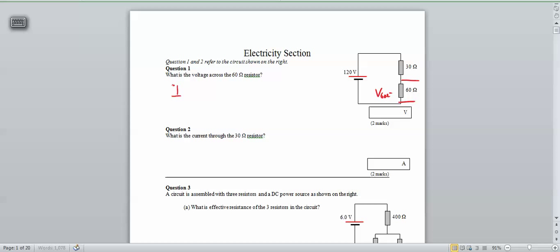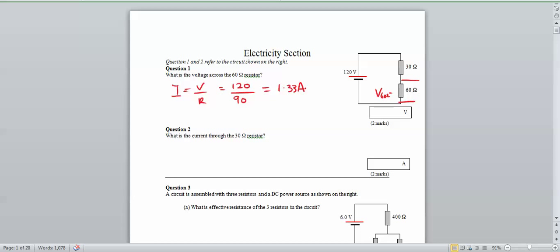So the current is equal to V on R, which is equal to 120. Now, no, let's have the total resistance, not the resistance of that resistor. The total resistance is 9. So we've got 1.33 amps for the current.